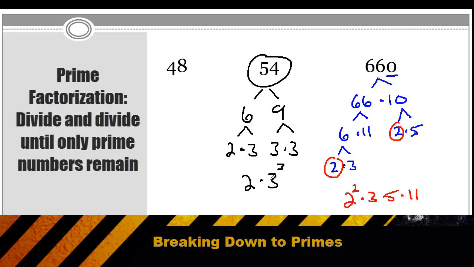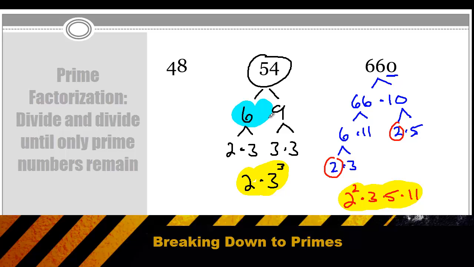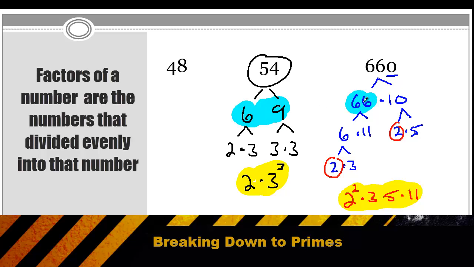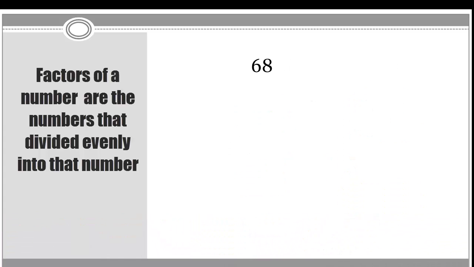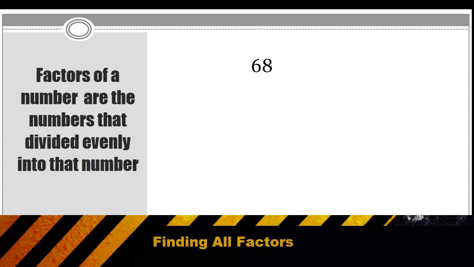In both of these processes, we ended up with the prime factorization, meaning we divided and divided until all we had was prime numbers. So while the yellow highlighted numbers are prime numbers, these blue highlighted numbers are simply known as factors, meaning they divide evenly into the original number even though they themselves are not prime. So sometimes you may want to know all of the factors, not just the prime factorization. But to find all the factors, your first step is to break the number down to the prime factors.